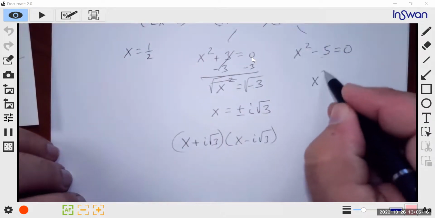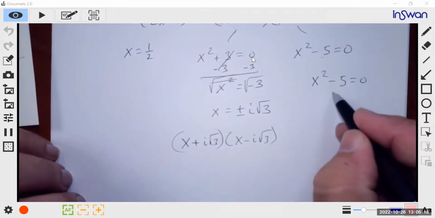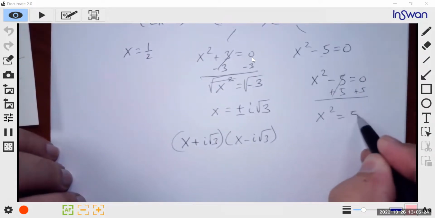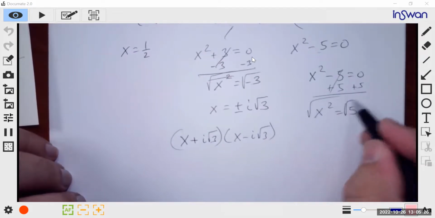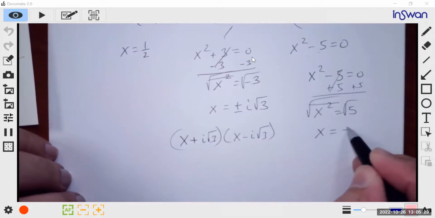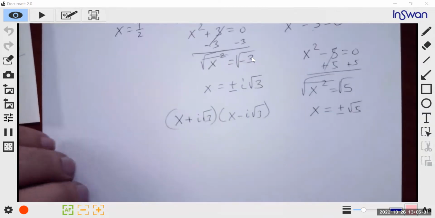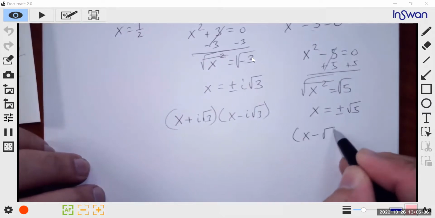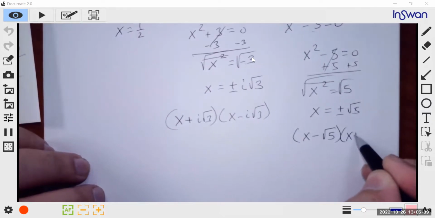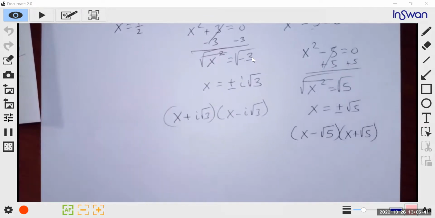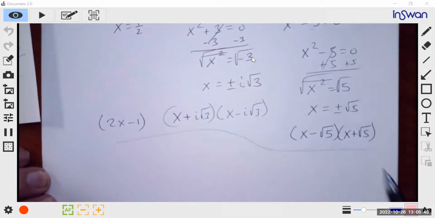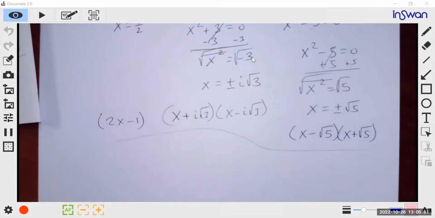How about this one? x squared minus 5 equals 0. Add 5 to both sides. x squared equals 5. Square root both sides. x equals plus or minus square root of 5. So the solutions here, those are the factors. So these are our 5 factors to our polynomial.